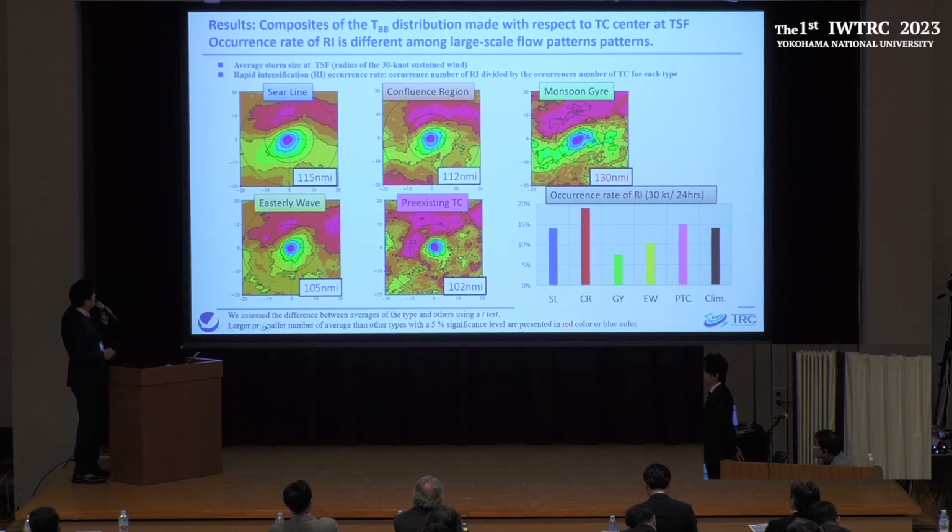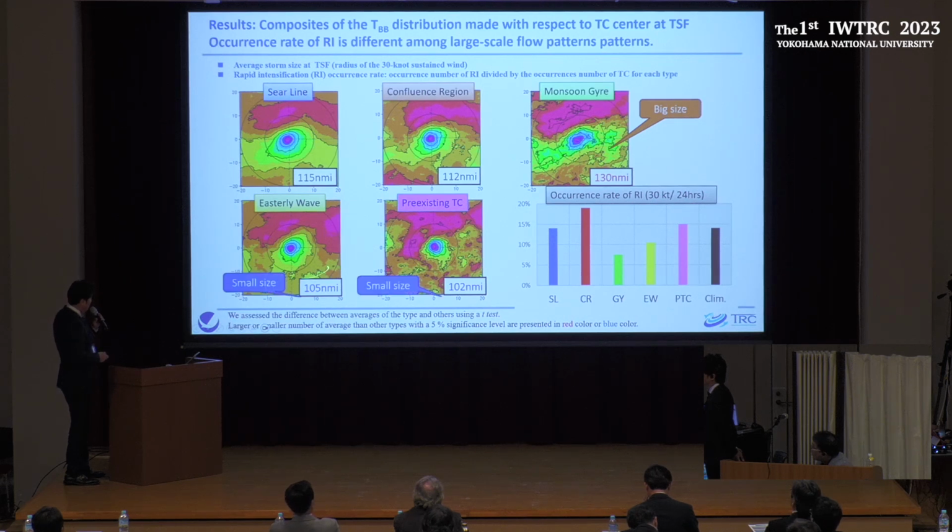So the storm size of type G is about 20% larger than the others. It means a big cyclone at the TSF. Conversely, type E and type P have a smaller size. That's a small cyclone.